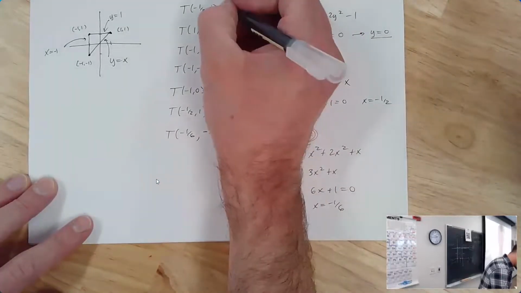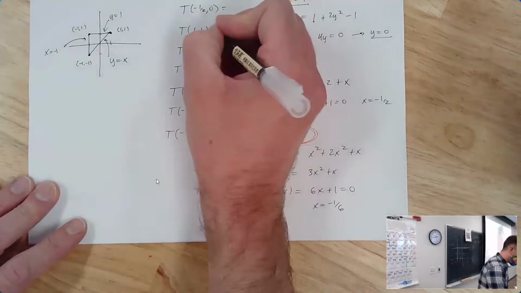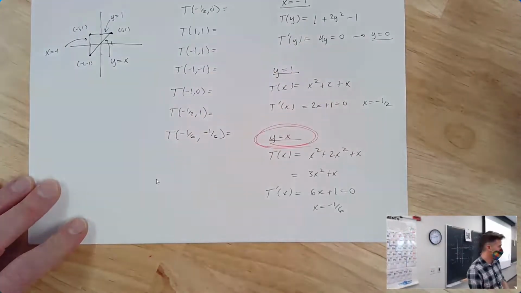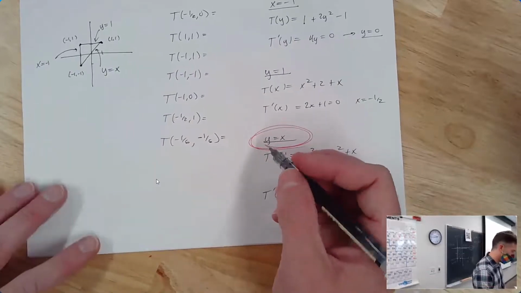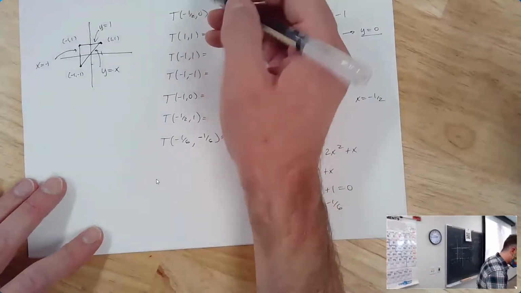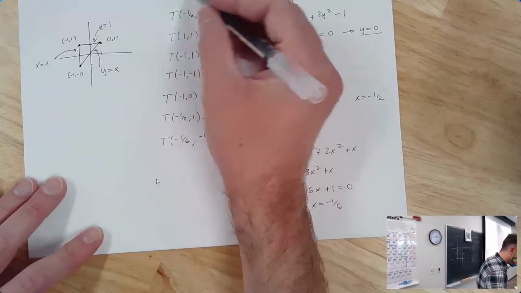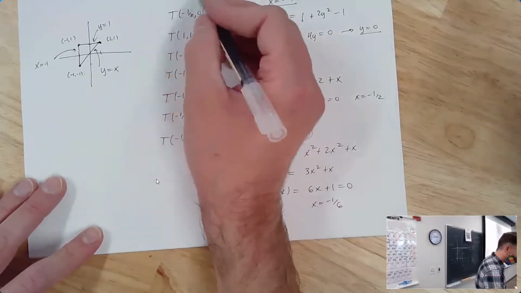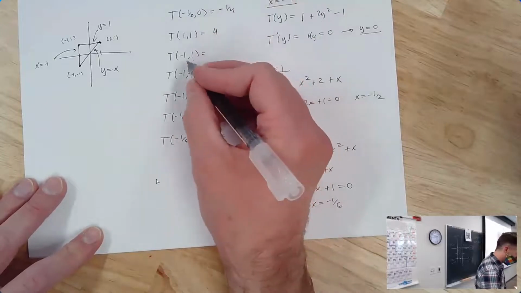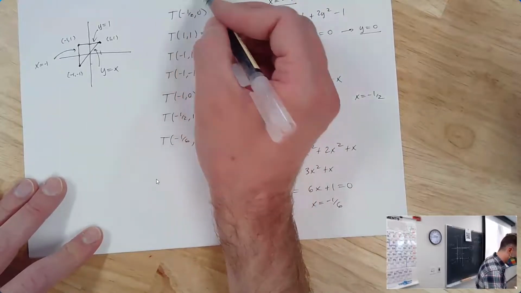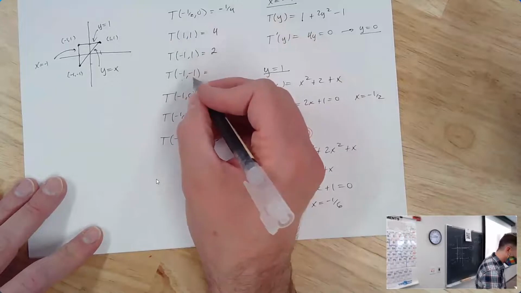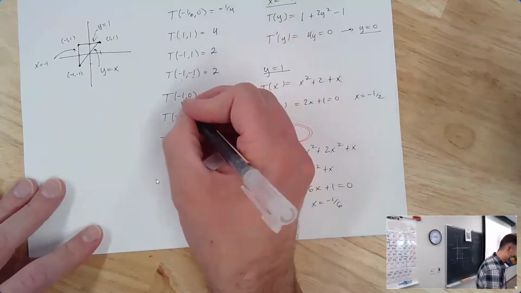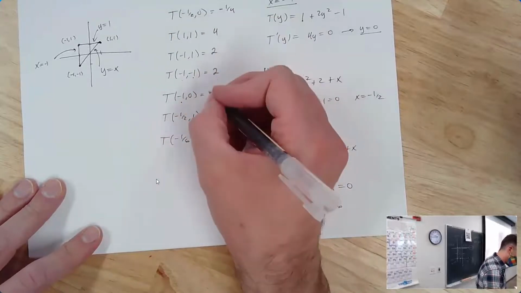So plugging this in, this is kind of the grunt work part of it. I don't think it's super necessary for us to do all of it. So we already know what this one's going to be. 1/4 minus 1/2, which is -1/4. Plug in 1, 1, we get 1 plus 2 plus 1. Plug in -1, 1, we get 1 plus 2 minus 1. -1, -1 is going to be 1 plus 2 minus 1. -1, 0 is going to be 1 plus 0 minus 1.